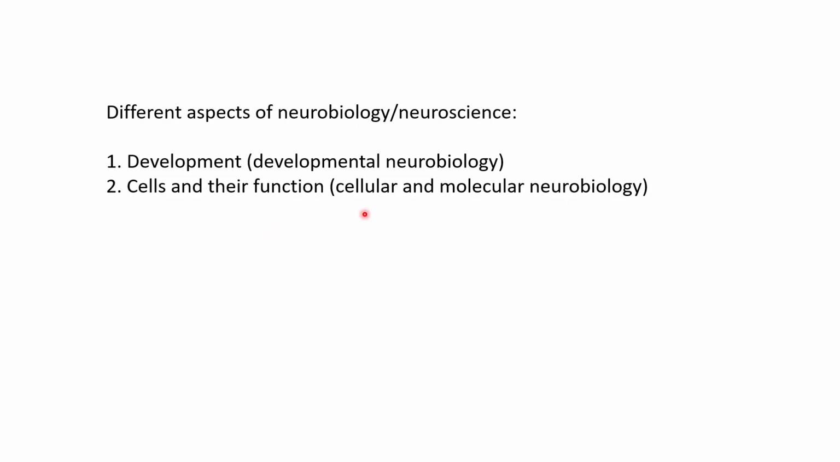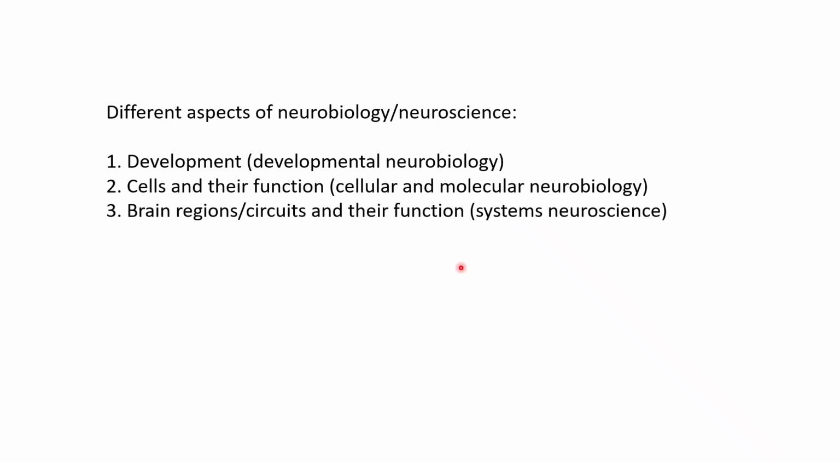Another subfield is called cellular and molecular neurobiology. As the name indicates, this subfield is concerned with what is happening inside the cells of the brain at the cellular and the molecular level. So what are the different types of proteins or different metabolites that are present in the brain and what functions are they doing. Then one can go at a level higher and try to understand how the neurons are interacting with each other to form circuits or brain regions, and what functions are being performed by these circuits or networks of neurons. So this comes under the field of systems neuroscience.